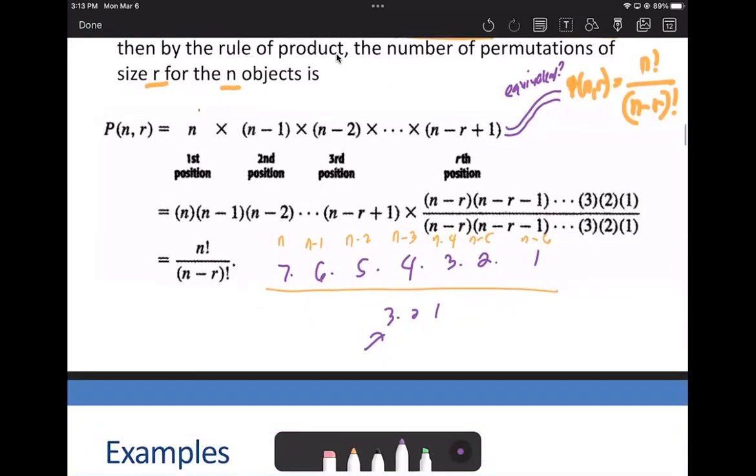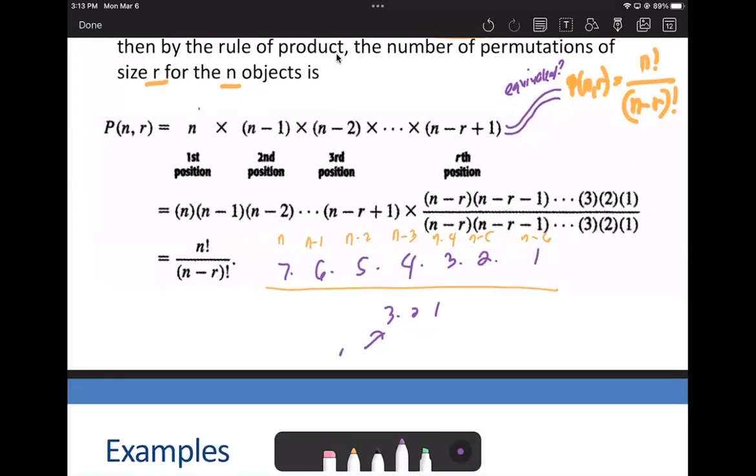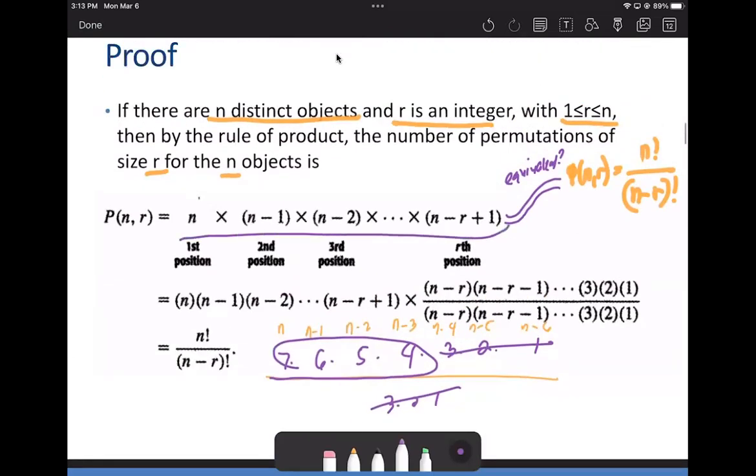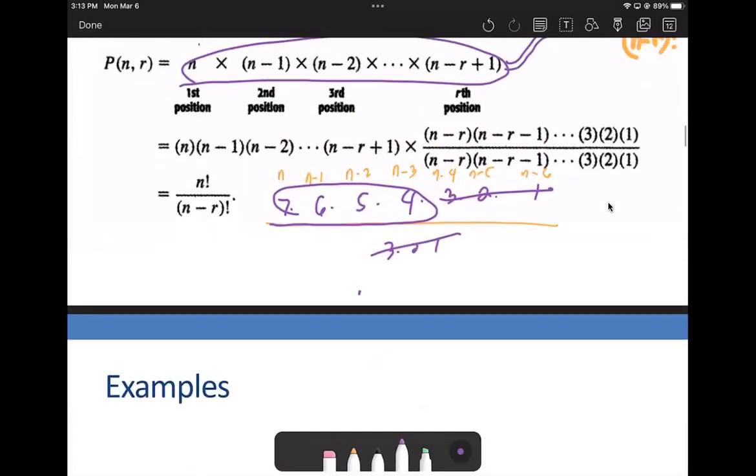In which this one is n minus r, n minus r minus 1, and this one is n minus r minus 2. Basta, you get it. And then, makakancel na lang itong last and last. Okay? So, we are left with 7 times 6 times 5 times 4, which is equivalent to this part. Okay? So, anyway, that's the proof.